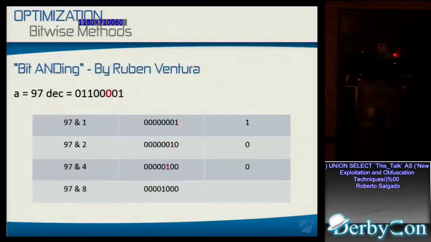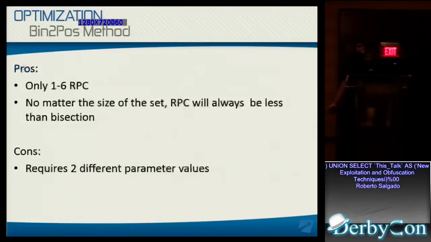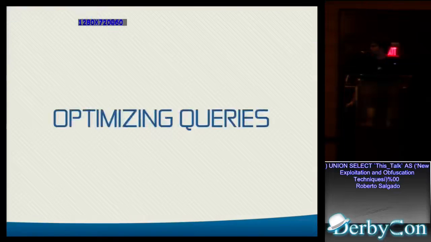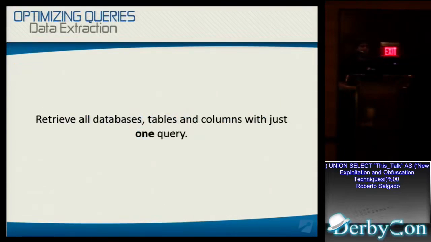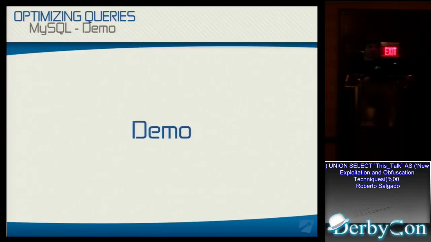Now we're going to talk about optimizing queries, not just focused on blind SQL injections, but which can be used for all types of methods. We have queries that can retrieve all databases, all tables, and all columns with just one request. This is extremely useful. You can get everything in one request before they even know that they're being attacked. This is what the injection request looks like for MySQL. It wasn't invented by me, but it's still important to show these. I actually have another demo.